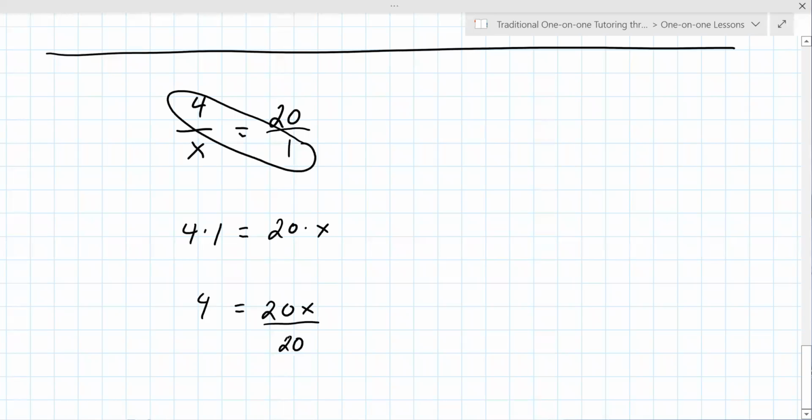20. Okay, so when the larger number is on the bottom, it's a fraction. It cannot be a whole number. Okay. All right.